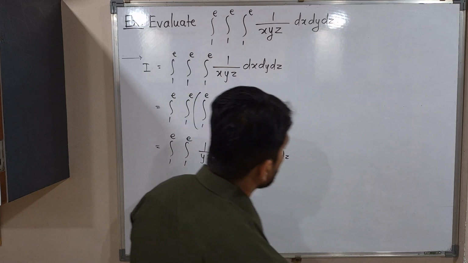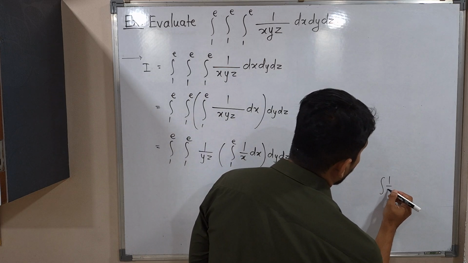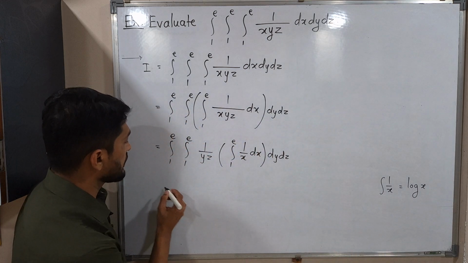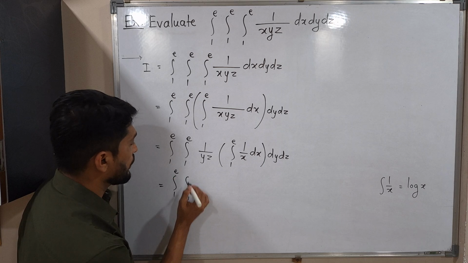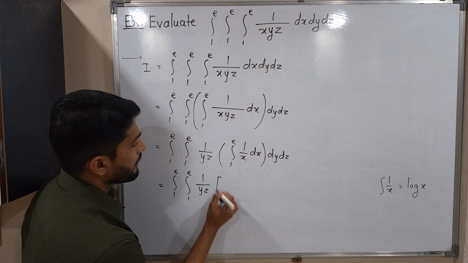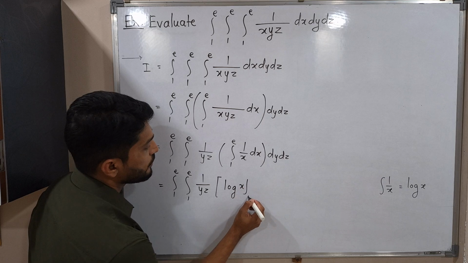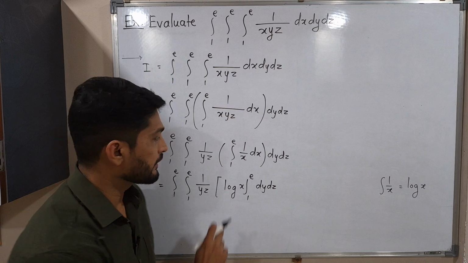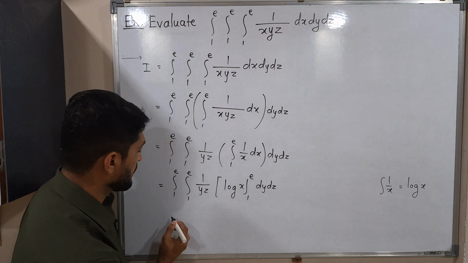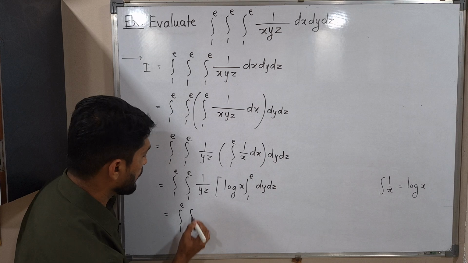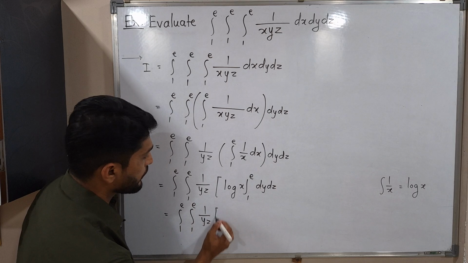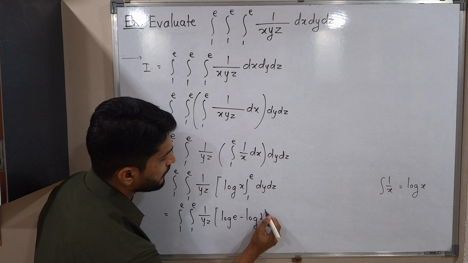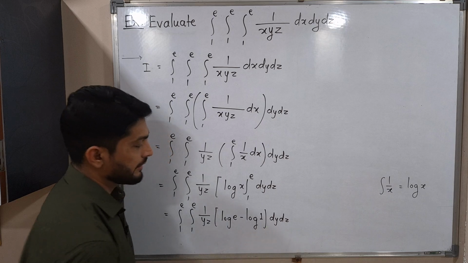We are familiar with this formula: integration of 1 by x is log x. I am going to use this formula. So this is equal to the integral 1 to e, 1 to e of 1 upon yz, times log x with limits 1 to e, dy dz. Always we put the upper limit first in place of x, then the lower limit. So I am putting upper limit, log e, minus lower limit, which is log 1, dy dz.